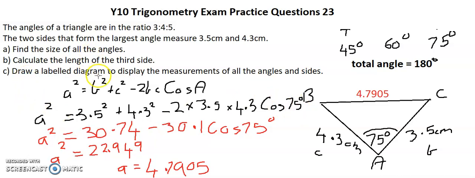Now it says draw a labeled diagram to display the measurements of all the angles and the sides. So the first thing I'm going to think about here, normally if I've got the two longer sides together, that tells me it is the shortest angle. So I know this angle here will be 45 degrees. But that also means that my other angle here must be the 60 degrees. And that is all my sides and all my angles on the same diagram.